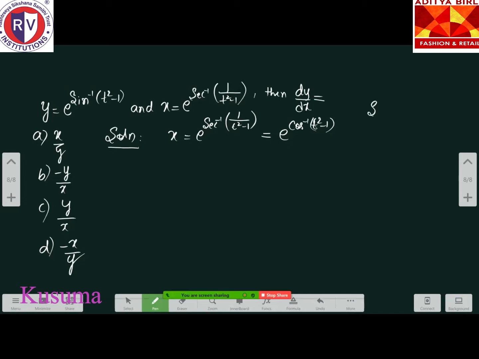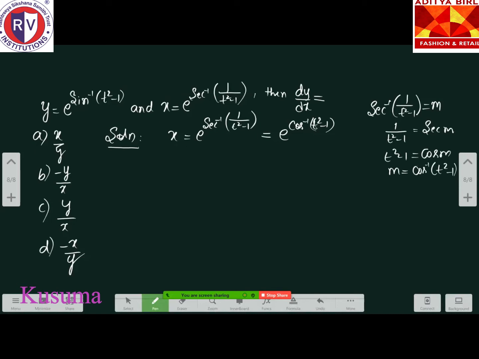Okay. So see here, let this secant inverse 1 by t square minus 1 be, suppose say m. So 1 by t square minus 1 will be secant m then. So what about cos m? Cos m will be t square minus 1, or m will be equal to cos inverse of t square minus 1. So secant inverse 1 by t square minus 1 can be written as cos inverse t square minus 1.